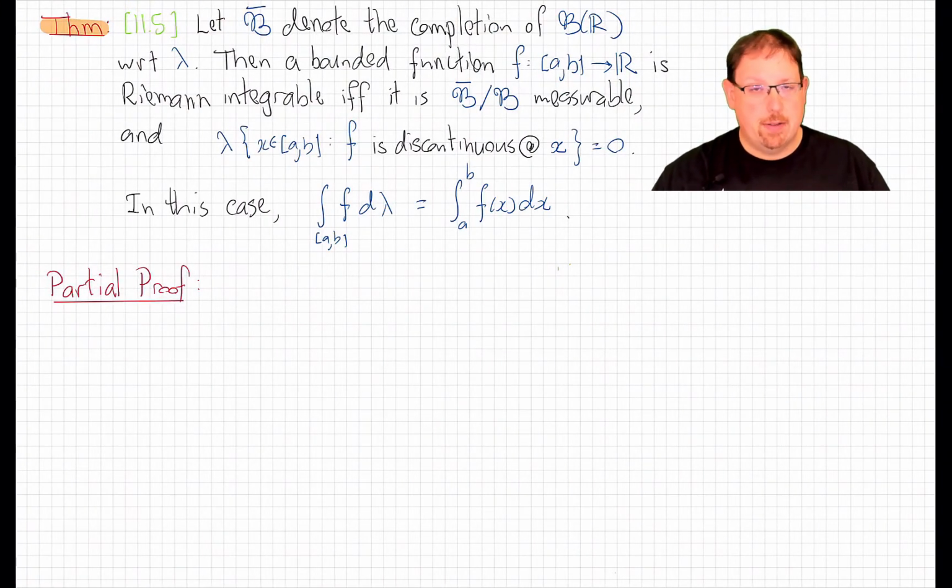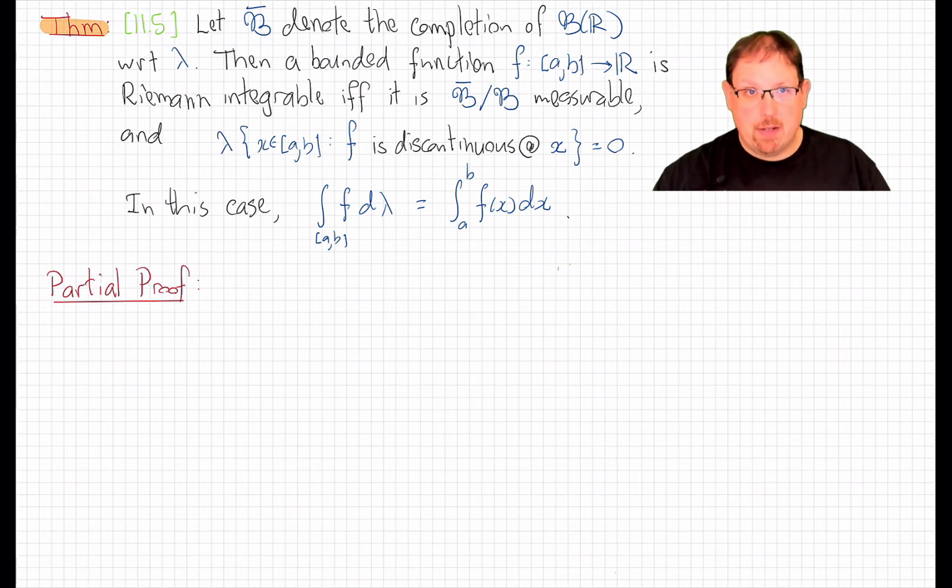Well, it turns out that there is no conflict, there is no contested election here. If a function is the kind of function we could even attempt to Riemann integrate, that is, a bounded function defined on a compact interval, then it's Riemann integrable if and only if it's a nice function from the perspective of the Lebesgue integral. Here's the theorem. Again, let's denote the completion of the Borel sigma field as B bar with respect to the Lebesgue measure.